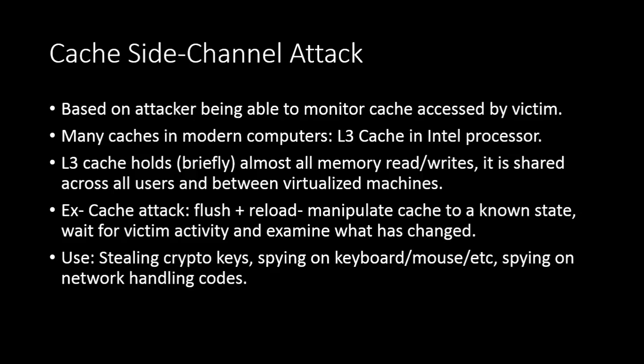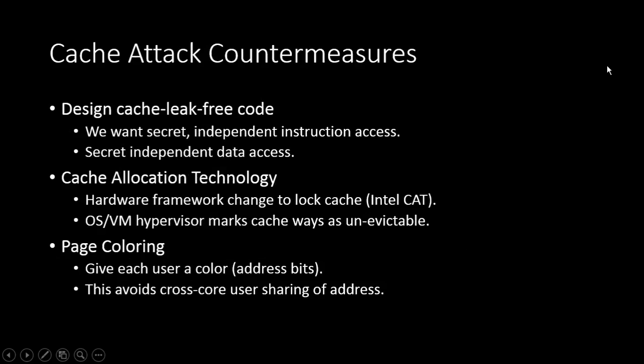I'm not going to get into all the details of how the attack is set up, but this is a brief overview. So countermeasures against it: design some cache leak free code. So there we would want secret independent instruction access and secret independent data access, just so we don't have a cache leak, and so the attacker can't access the victim's cache while it's in use. And that's also what cache allocation technology is used for.